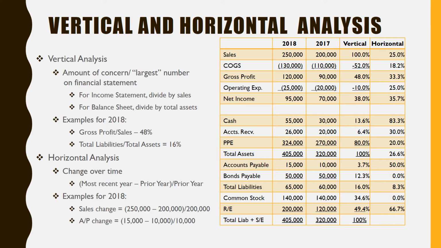If I was interested in accounts payable on the balance sheet, I just take the 15 minus 10, which is a $5,000 difference. Always divide by the earliest year of 10, and that will give you a 50% increase. The one thing you want to remember on horizontal analysis is we have a problem with small denominators.